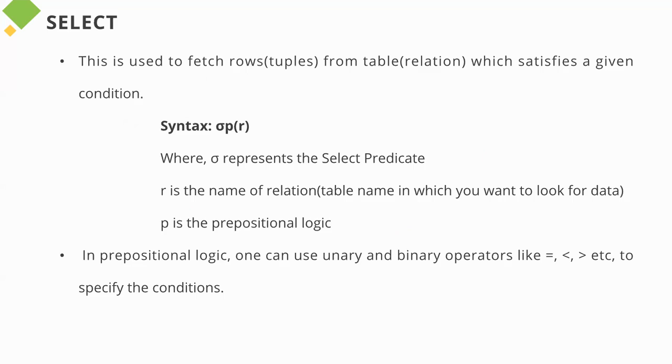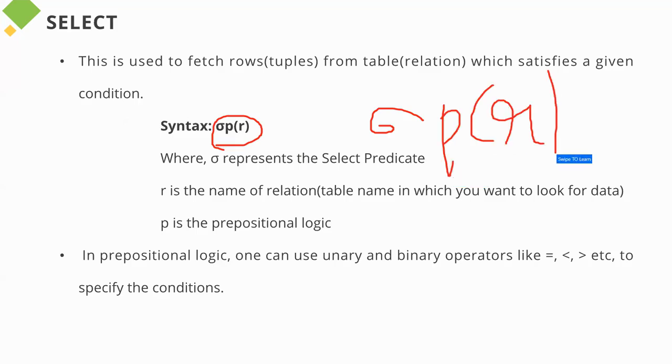So what is select? This is used to fetch rows from the table satisfying a certain condition. What is the syntax? You write it as sigma p of r. Sigma is the select predicate. Predicate here indicates the selecting. What are you selecting from? R. R is the relation, the table name from which table you are performing the operation.